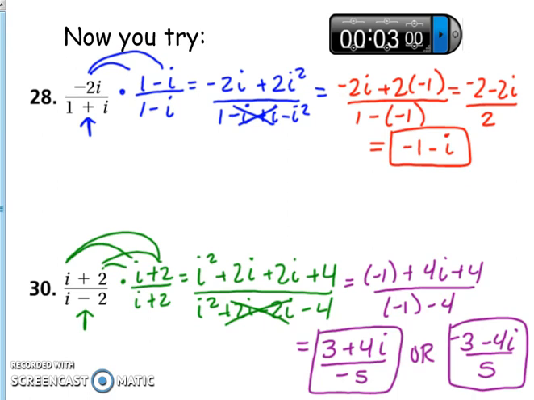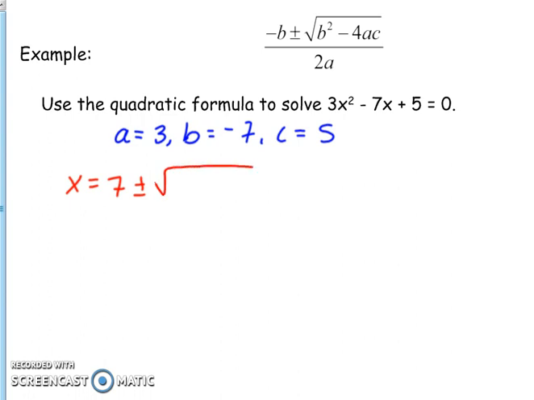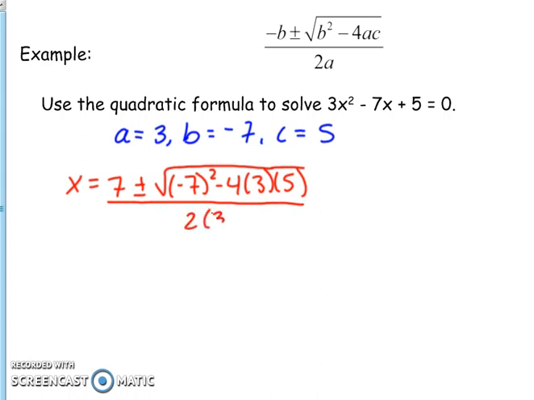So now what we're going to do is look at the quadratic formula involving complex numbers. So just like what we did last class, we're going to plug this stuff into the quadratic formula. So first thing, identify a, b, and c. So a is going to be 3, b is going to be negative 7, c is going to be 5. So we're just going to plug these in. So I'm going to have x equals positive 7 plus or minus the square root of negative 7 squared minus 4 times 3 times 5, all over 2 times 3.